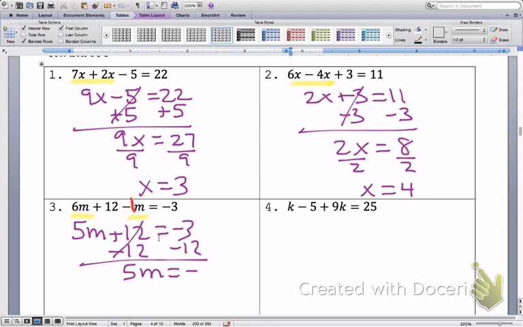So we get negative 15, divide by 5. And my m value is negative 3. Same thing for the next one. Let's see what you got.